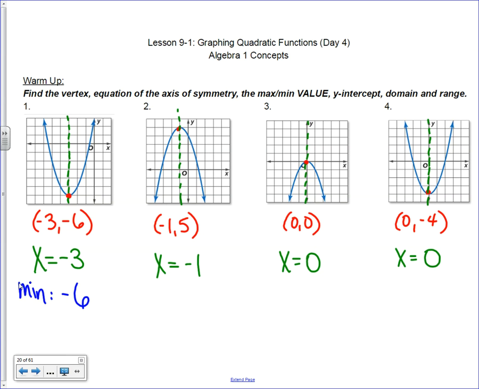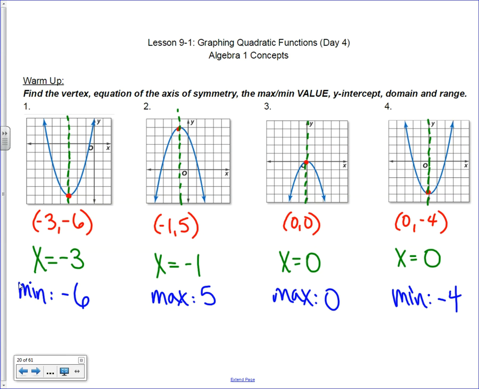How about for number 2? Is that a max or a min? That's a max. What is the maximum value? It is 5. Notice again the y value for the maximum. How about number 3? And what is it? Wonderful. And number 4? And this time it's -4. Good. Any questions at all so far?